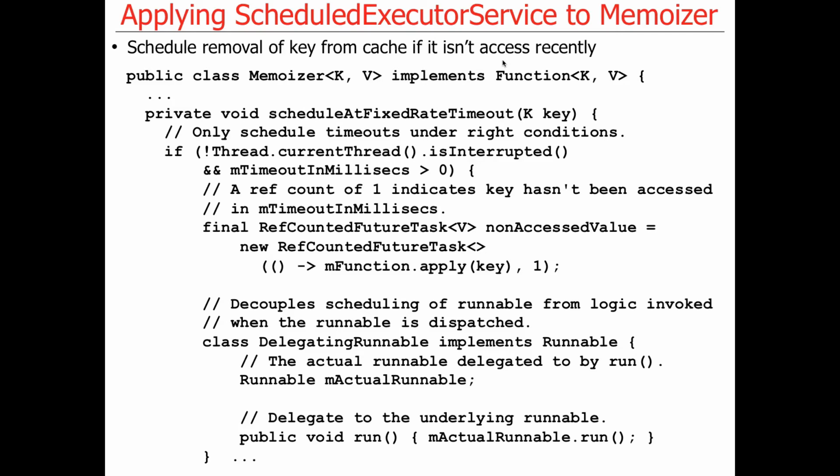So take a look. The first part's the same. We check to see if we've been interrupted. We check to see what the millisecond relationships are. We create a non-accessed value. That's all the same as we had before. But now we're going to have to do something new.